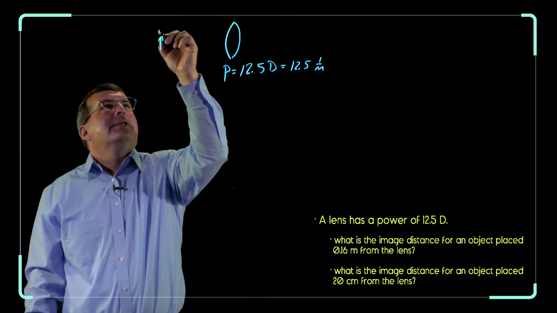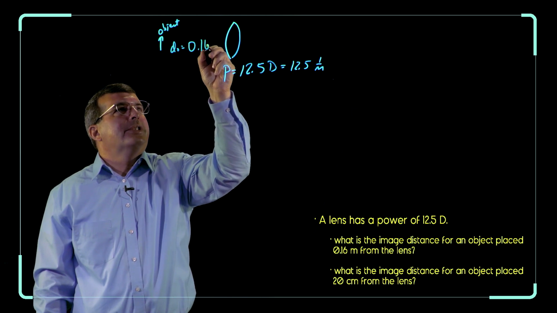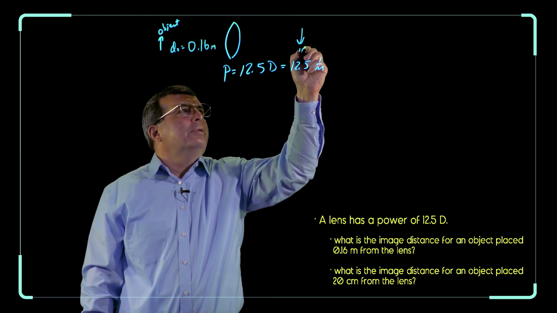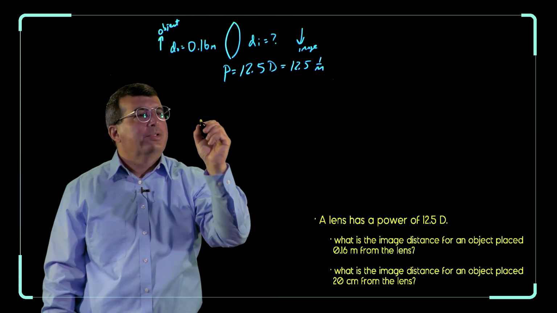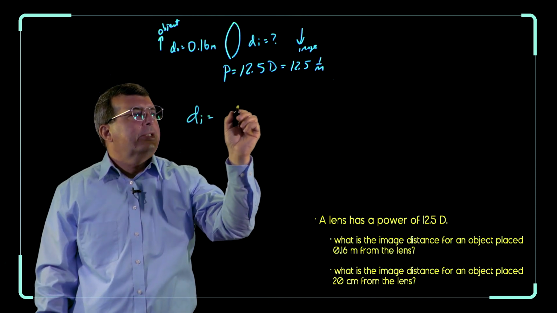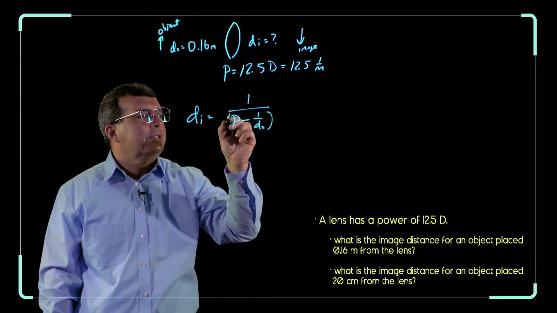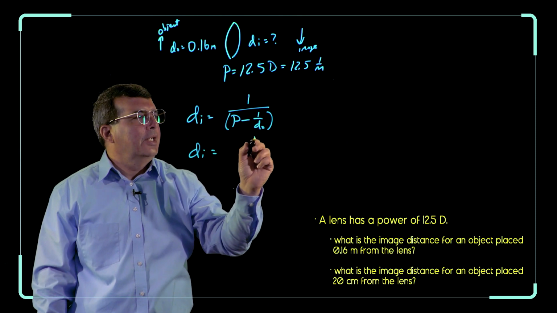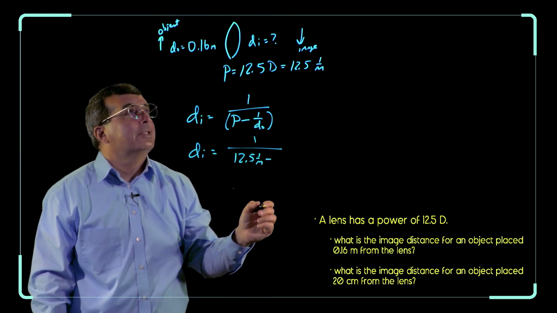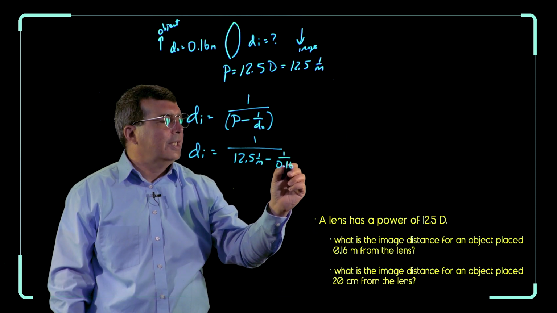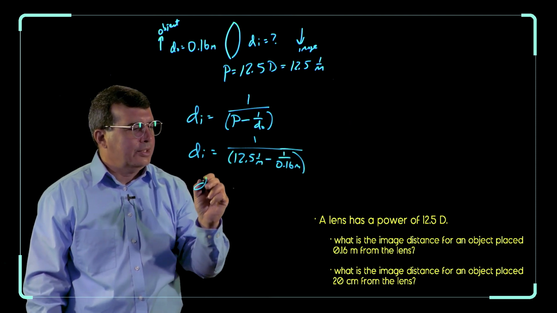Here's our object, and the object distance is 0.16 meters. Our image is over here, and the image distance is what we want to know. Okay, we're going to use our formula. Image distance is 1 over power minus 1 over object distance. Okay, image distance is 1 over 12.5 inverse meters minus 1 over (0.16 meters). I'm going to put parentheses around there just to remind you to put them in your calculation.